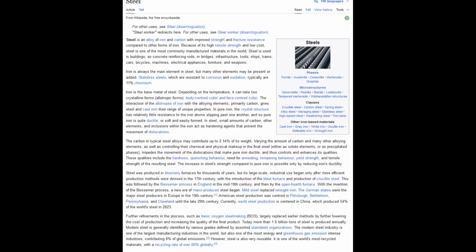These qualities include the hardness, quenching behavior, need for annealing, tempering behavior, yield strength, and tensile strength of the resulting steel. The increase in steel's strength compared to pure iron is possible only by reducing iron's ductility.